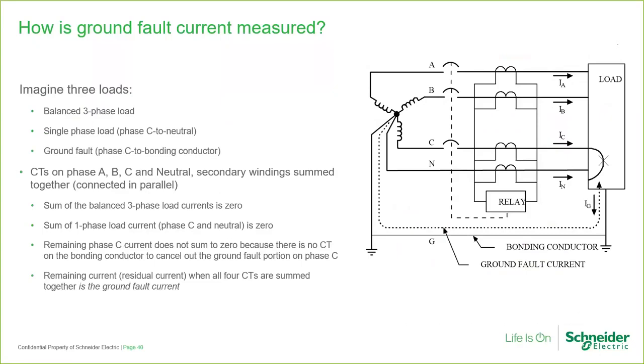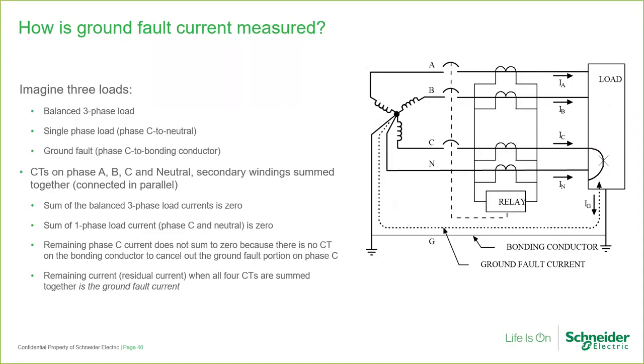Imagine 3 loads: a balanced 3-phase load, a single phase load, in this case I'm showing from phase C to neutral, and a ground fault, which I'm showing from phase C to the bonding conductor. Notice that the CTs on phase A, B, C, and neutral have their secondary windings connected in parallel so that they're summed together.